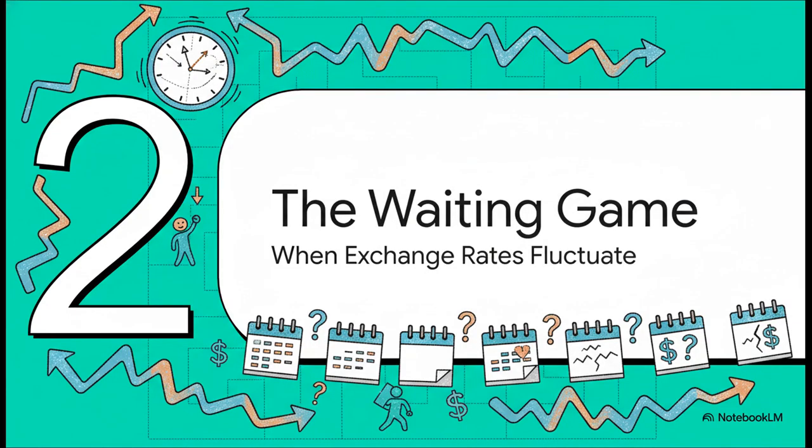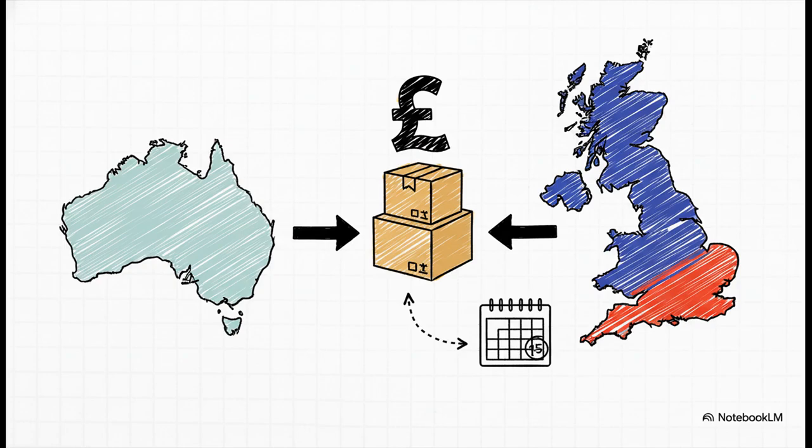Okay, but here's where the drama starts. Section 2, the waiting game. Because most businesses don't get paid the second they make a deal. There's a gap. It could be days, weeks, even months. And that gap, that waiting game, is where all the risk is hiding. So let's look at a classic example. We've got an Australian company, and on June 1st, it buys 200,000 British pounds worth of stuff from a supplier in the UK. And here's the key phrase, on credit. That means payment is coming later.